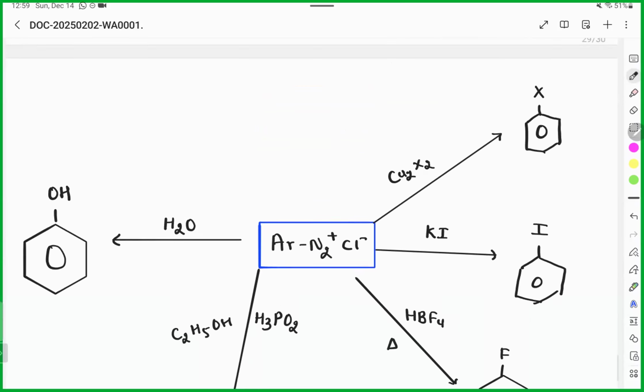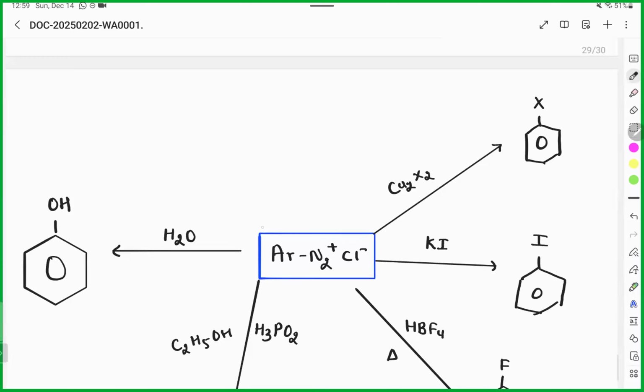And if you add first HBF4, but second product is extremely important, NaNO2, copper, and heat it. NaNO2, copper and heat this. Then it will form nitro.